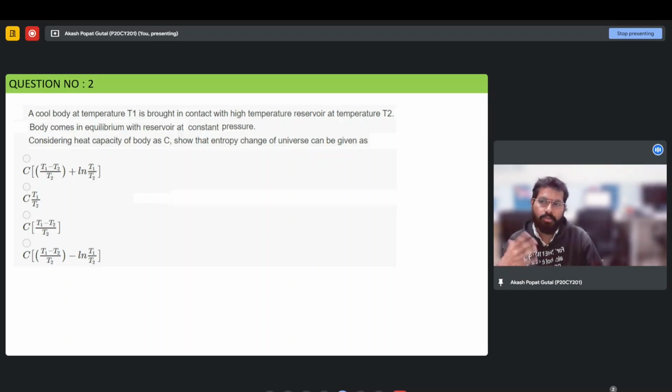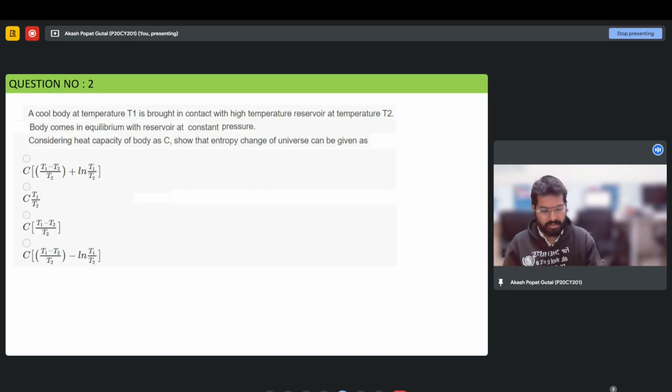So there is one body, a cool body, which has temperature T1, and we are bringing it in contact with a high temperature reservoir with temperature T2. A reservoir is something which maintains that temperature. Whatever heat you add to it or take out from it, it will maintain its temperature at T2. It has infinite heat inside and only has temperature T2. The T1 body will come into equilibrium with this T2 temperature at constant pressure, considering heat capacity Cp, the heat capacity is C.